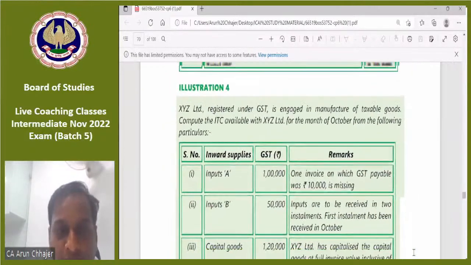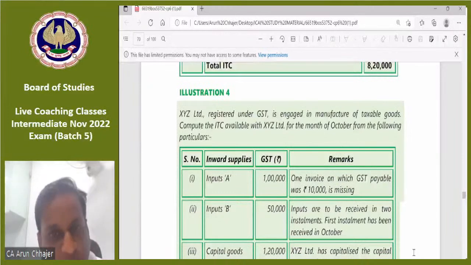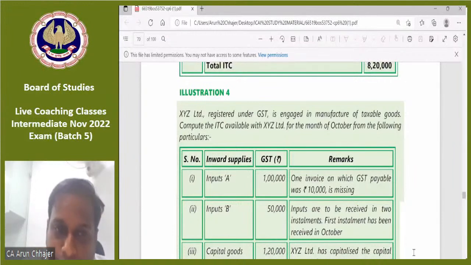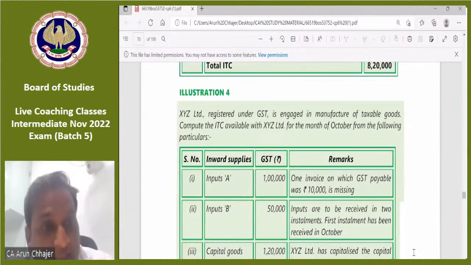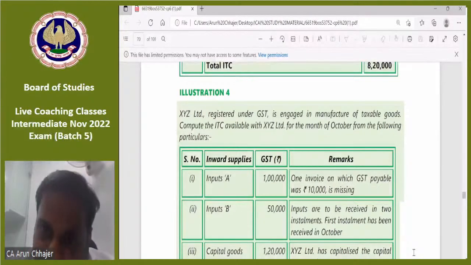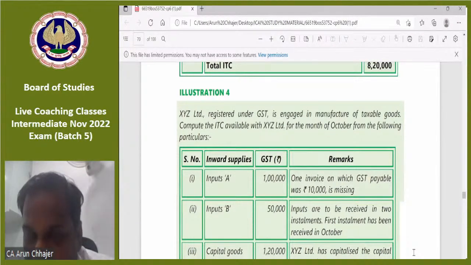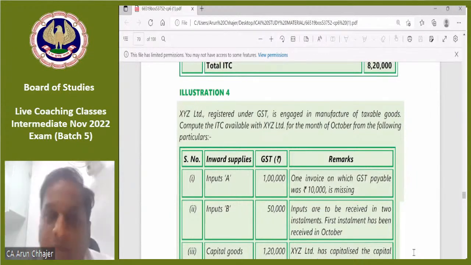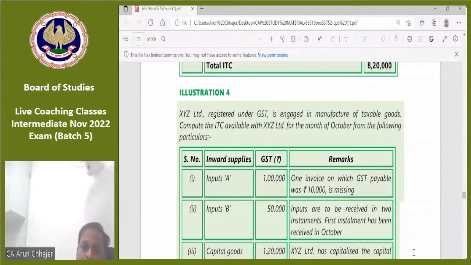Now let me discuss this. XYZ is registered under GST, and is engaged in the manufacturing of taxable goods. Perfect. Compute the ITC available with XYZ Limited for the month of October. Repeating again, XYZ Limited registered under GST, engaged in the manufacturing of taxable goods. Compute the ITC available with XYZ for the month of October.